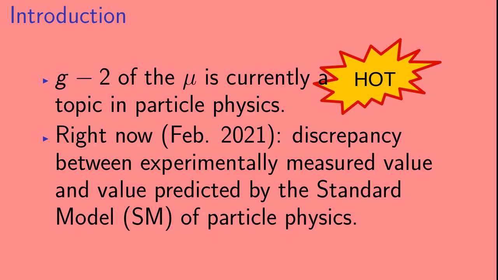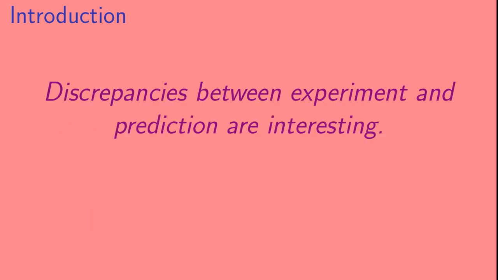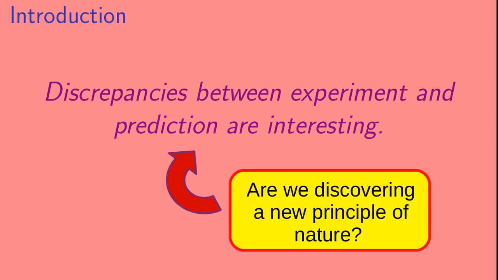So right now, which is February 2021, there is a discrepancy between the experimentally measured value of g-2 and the value that's predicted by the standard model of particle physics. Now, discrepancies between experiment and prediction are always interesting. In particular, they make us ask the question, are we possibly discovering a new principle of nature?